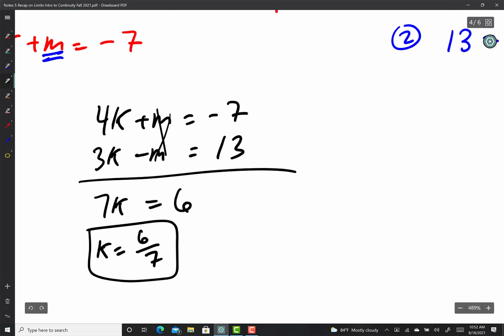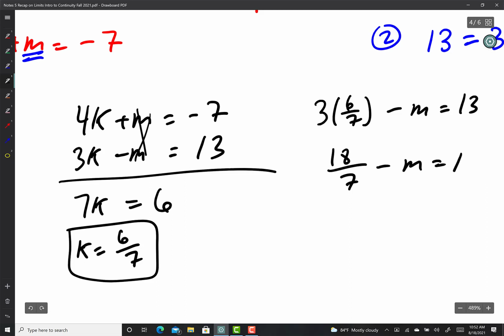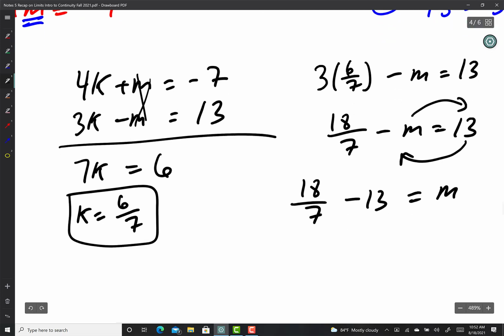Yes, it doesn't matter which one you use. I'm going to use the 3k. 3 times 6 sevenths minus m equals 13. So what's that? 3 times 6 is 18 over 7 minus m. Oh, I should have used the other one. Oh well. Move the m to the other side, the 13 to the other side. 18 over 7 minus 13 equals m. What's 13 times 7? Yeah, I shouldn't have done that one. I already chose that one. So 18.